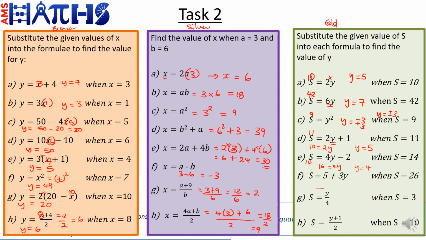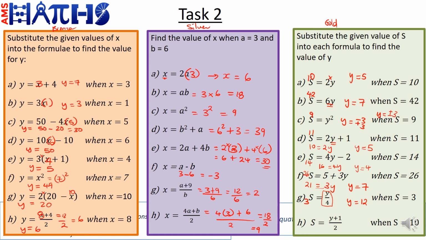Next question, it says s is equal to 26. So what we'll have to do is subtract 5 from each side first, which will give us 21, and then that's equal to 3y. What do we multiply 3 by to get 21? And that's y equals 7. For G, it says s is equal to 3, so we're checking what do we divide by 4 to get 3, and that number is 12, so y is equal to 12.